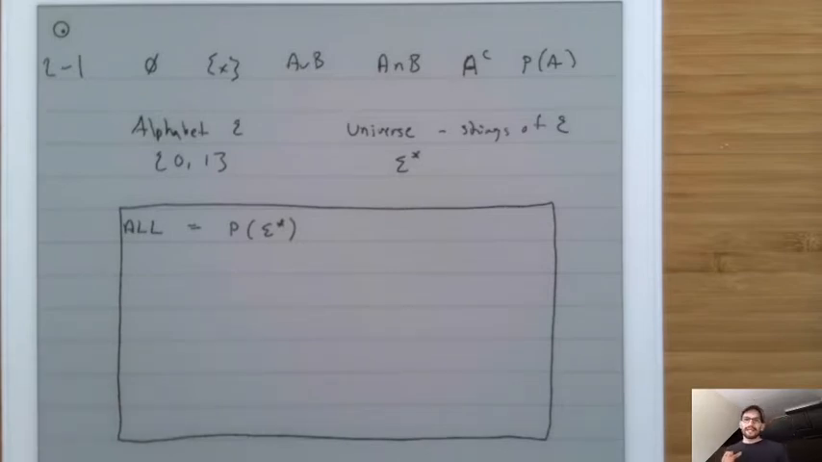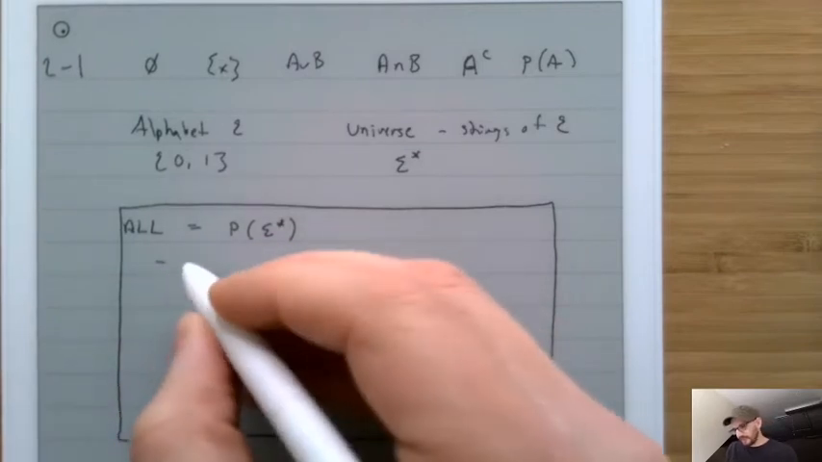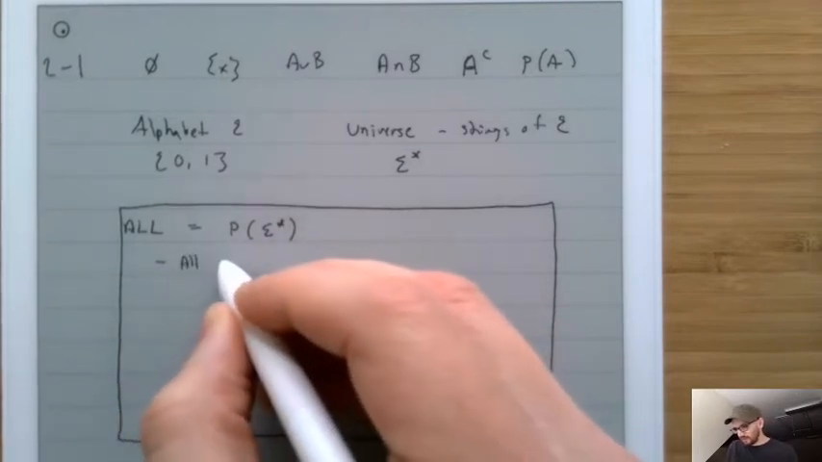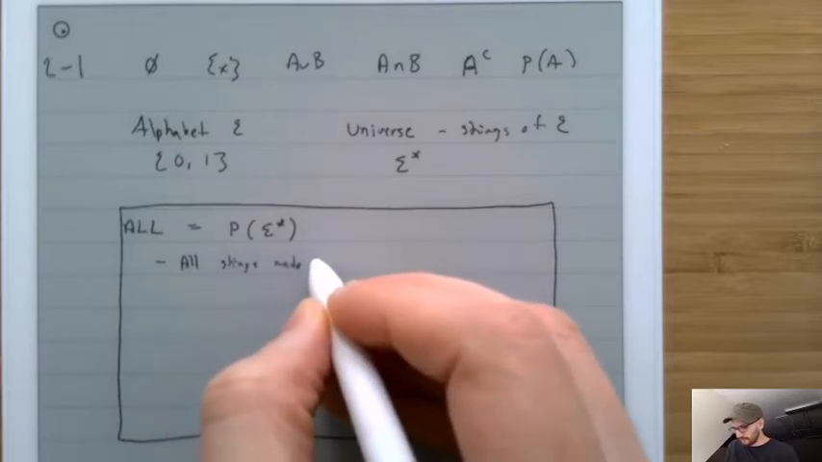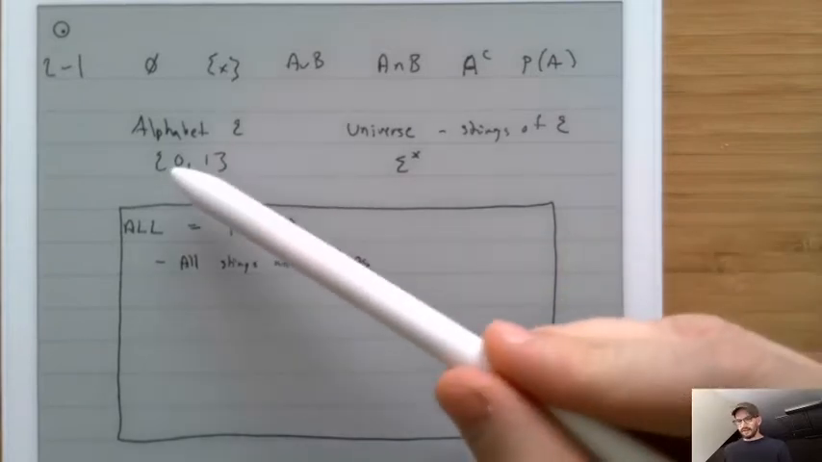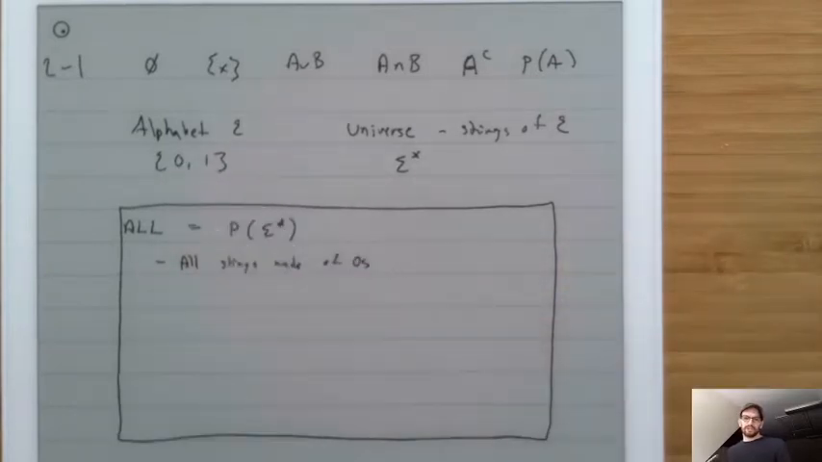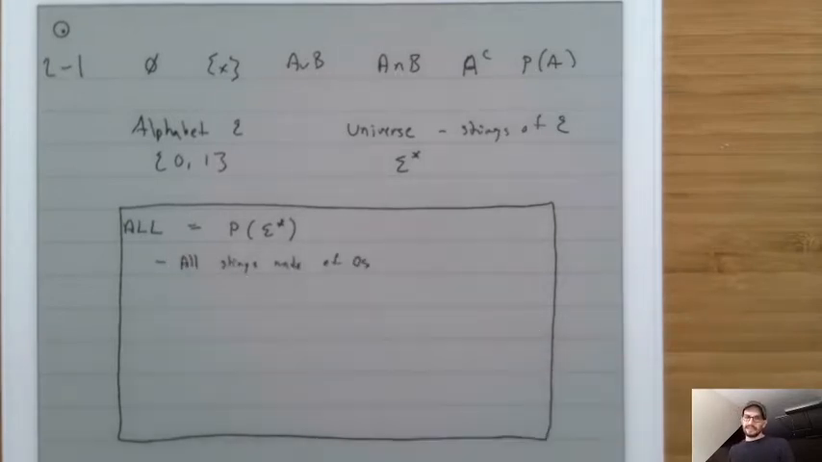Now, there are some really interesting elements inside of all. So here's an example. There are really basic things like all strings made of zeros. Remember how before I said, okay, well, we can have a set of this alphabet that was made up of just strings that had zeros in them. So that's an example. All strings made of zeros, that's something inside of all.